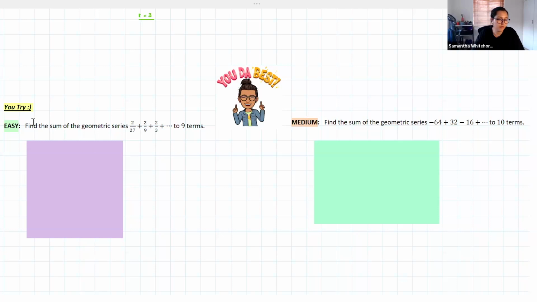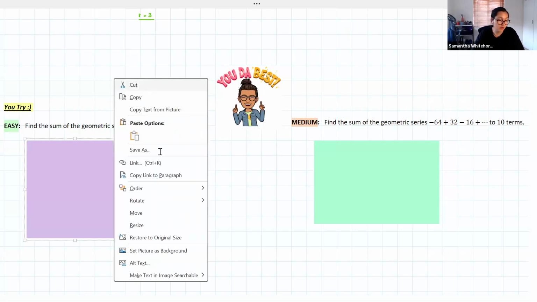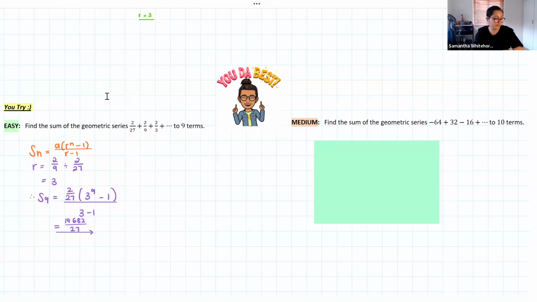Okay, so for the easy question, sorry, my brain just had a bit of a moment there. We're adding 2 over 27, 2 over 9, and 2 over 3. And we want to add the first 9 terms together. So what we need to know is a, which we have, but we do need to work out r. So just be mindful that you have to work out what r is. But once you have r, you know it's 3, you substitute it into your formula, and you get 19,682 over 27.